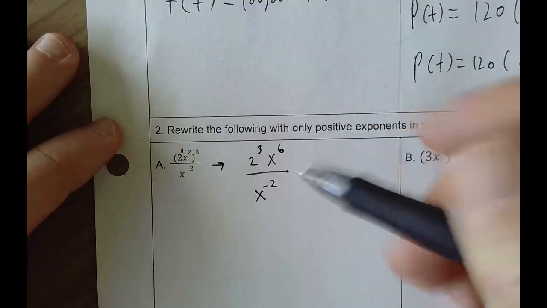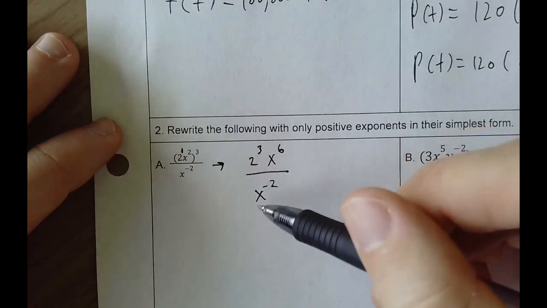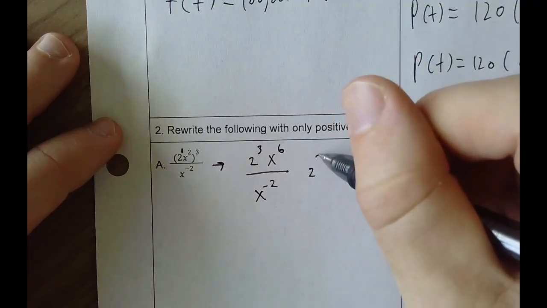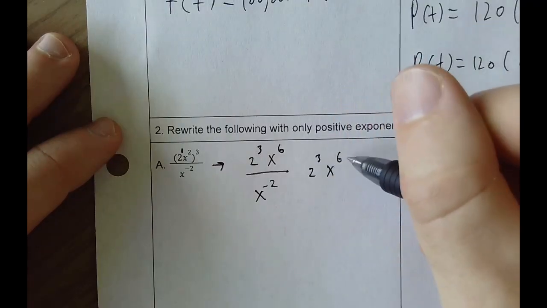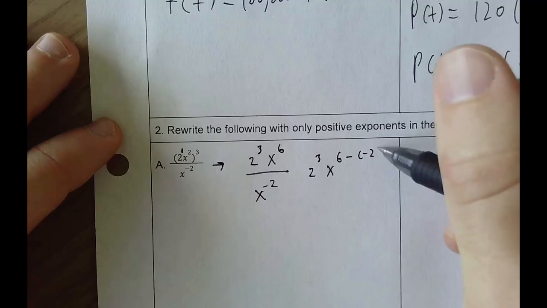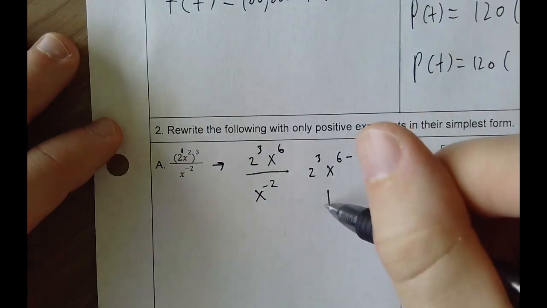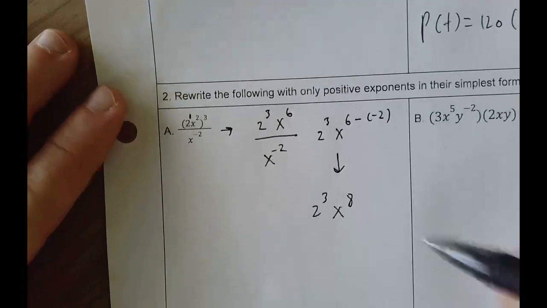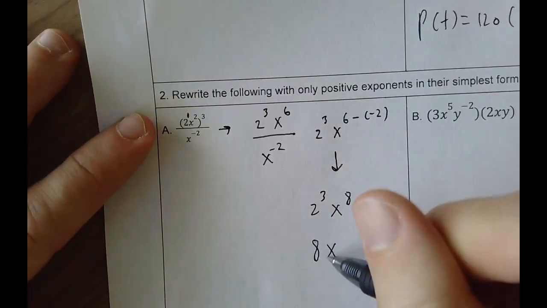Then, using the law of exponents, since these have the same base, I can subtract, right? So I can write this as 2 to the third times x to the 6th minus negative 2. That would be 2 to the third x to the 8, and 2 to the third is 8, so we could write it as 8x to the 8.